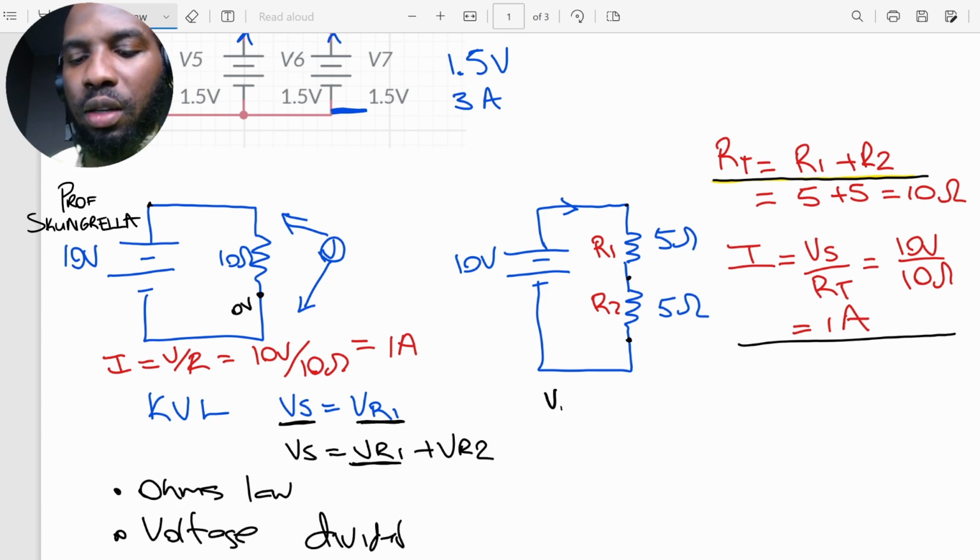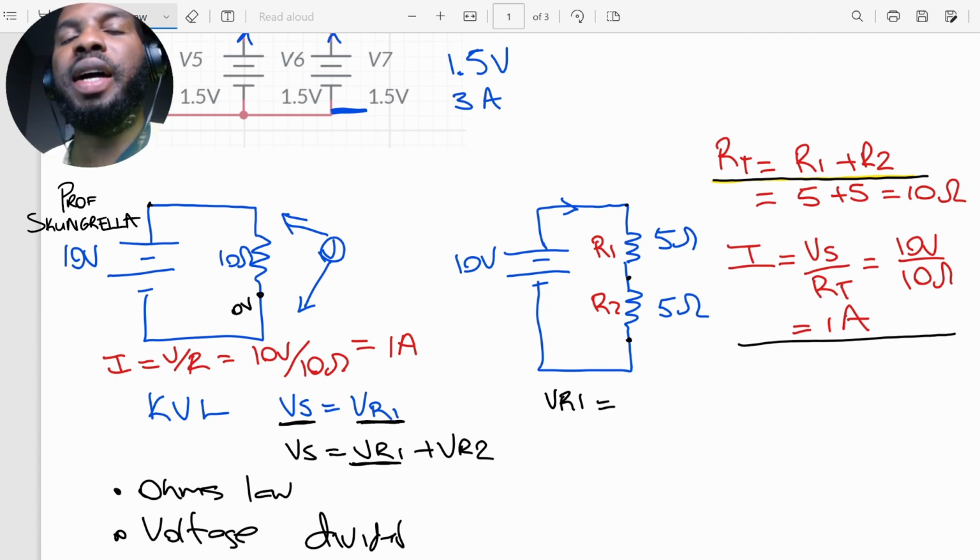So VR1 is equal to what? Again, we said Ohm's law can be applied to the battery. Knowing the battery voltage and the current that the battery is supplying, we can find the load. We can also apply Ohm's law across a resistor. If we know the current flowing through the resistor, which is the same as the current we just found, and if we know the resistance of the resistor, we can find the voltage drop because V is equal to I times R, okay?